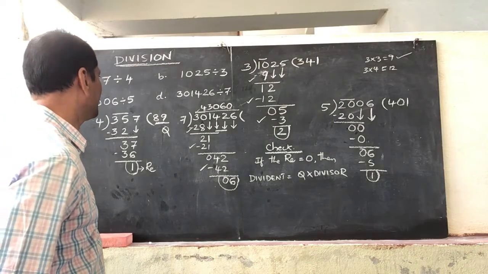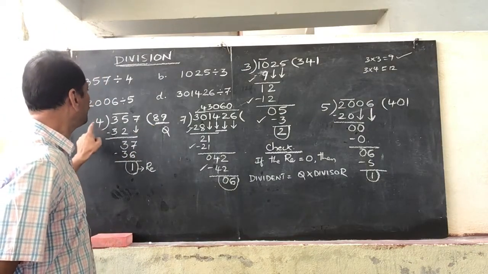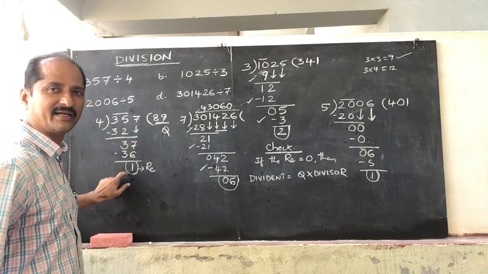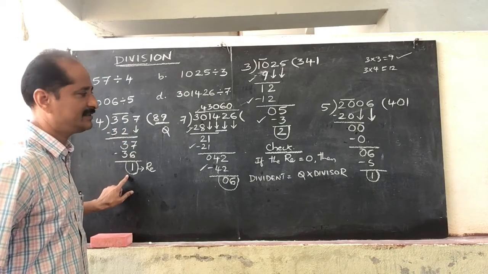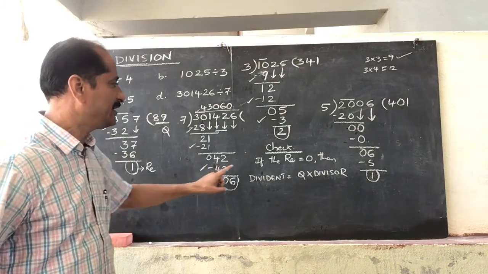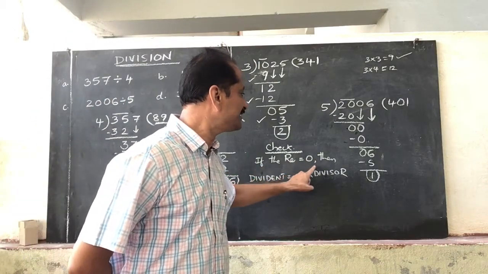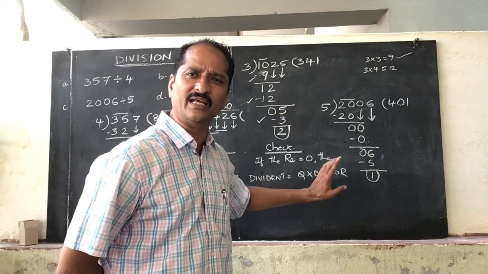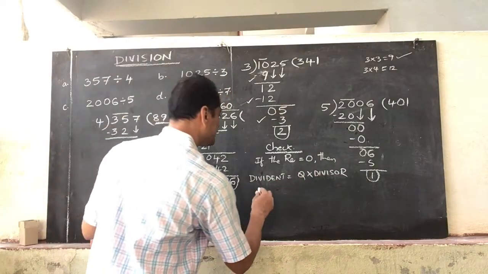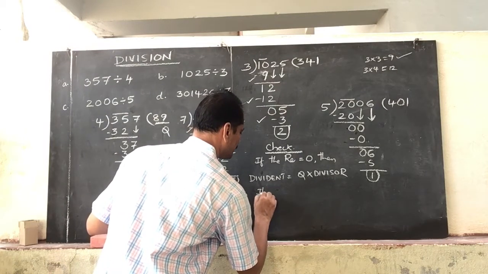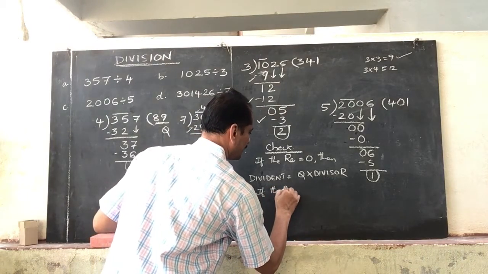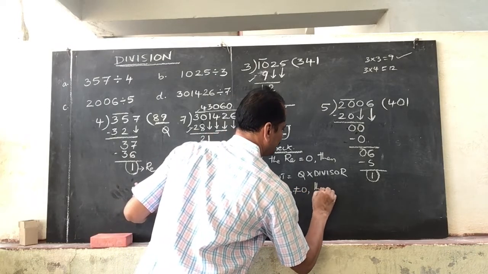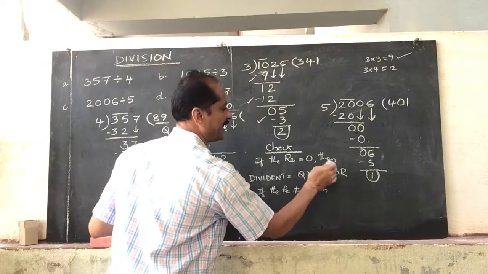So what can you say? So 89 4s is equal to 357 and దానికి ఎంత యాడ్ చేయాలి? ఒకటి రిమైనింగ్ కాబట్టి plus 1 we have to add. So but if the remainder is 0, then dividend is equal to quotient into divisor only. If the remainder is not equal to 0, then that remainder should be added to this one.